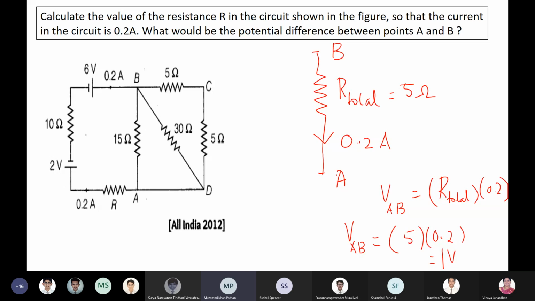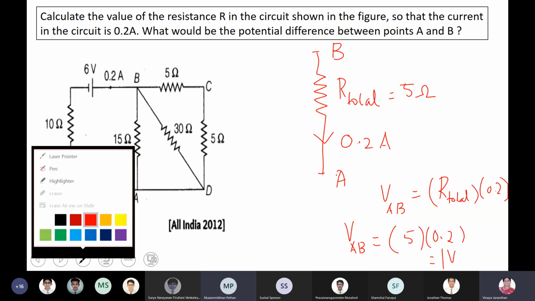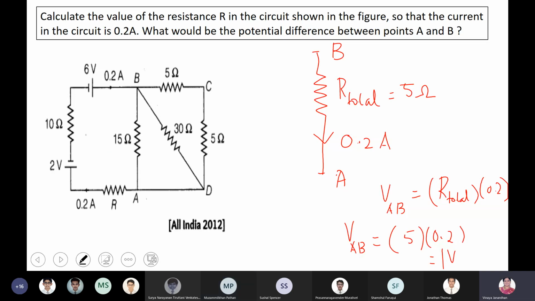Ma'am, my doubt is, between points A and B, will we take the middle one, or will we take the 15 ohm resistance? No, you shouldn't take the 15 ohm resistance, because we'll take the equivalent resistance. Not the right side value. R total is 5 ohms. Okay, ma'am.